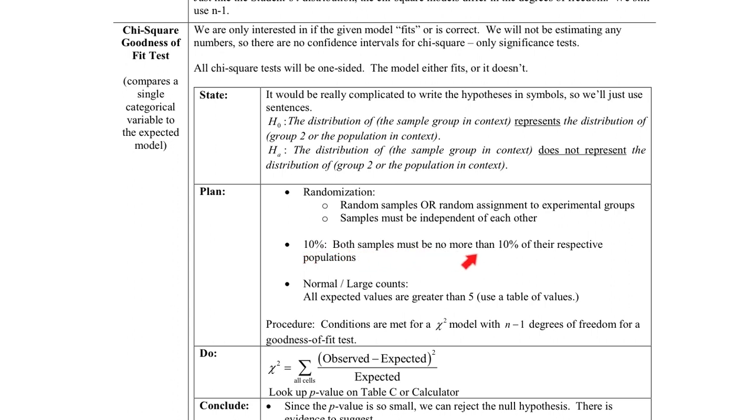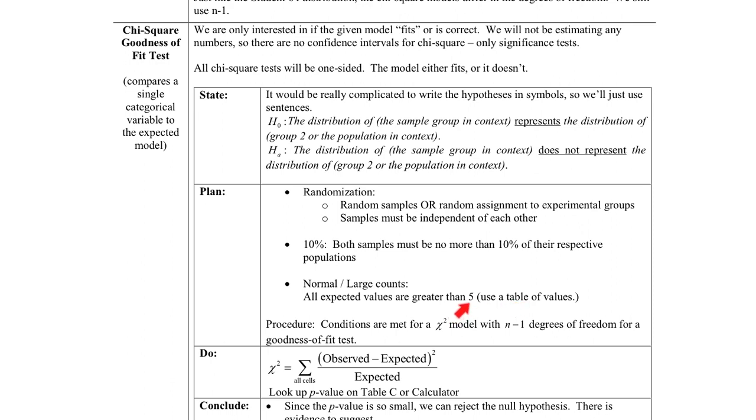10%, both samples must be no more than 10% of the representative populations. Okay, same thing, normal. Okay, now here's a new one. This one's my favorite because it's so easy. All expected values are greater than 5.